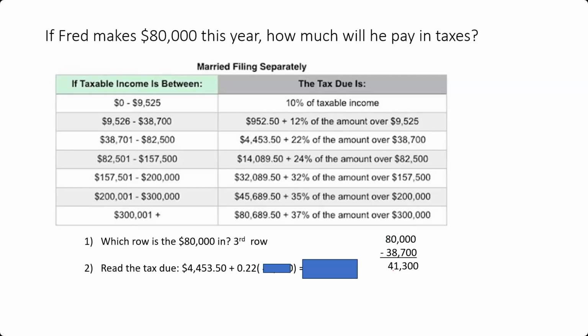Any questions on that? So when we subtract it, we're only paying 22% of the 41,300. Then just calculate it. And he needs to pay $13,539.50.